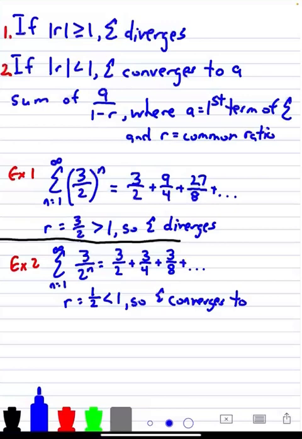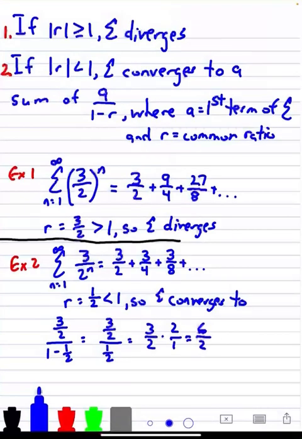So it converges to 3 over 2 over 1 minus the common ratio, which is 1/2, which is 3 over 2 over 1/2. And we remember, whenever we divide by a fraction, we multiply by the reciprocal. That's just an old algebra rule. So this converges to 3. This series converges to 3.